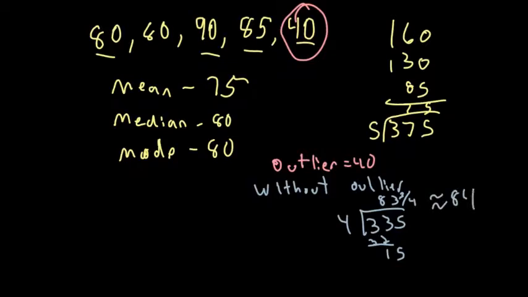And 84 looks much more like the other numbers that we have there, since it's 80, 80, 85, and 90. So outliers will make your data misleading because they're very large or very small compared to the rest of the numbers.